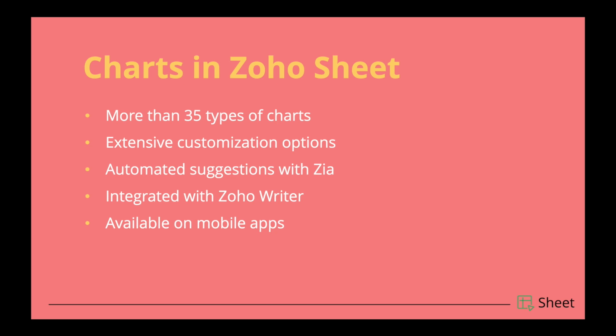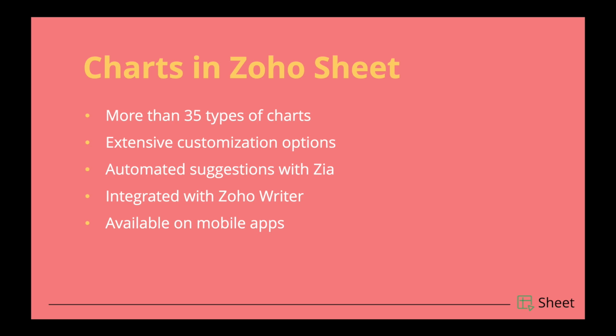Charts have always been a primary feature in all spreadsheet applications, and Zoho Sheet is no exception. In Zoho Sheet, we provide more than 35 types of charts, and along with that, we also make sure that we have broad and extensive customization options available for each chart type. So you can visualize your data accurately and personalize it for your spreadsheets.